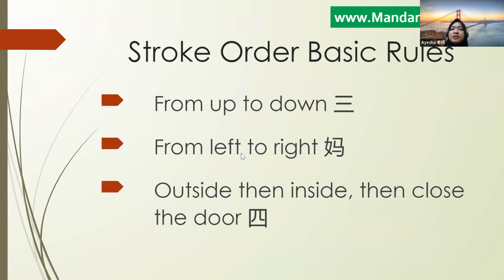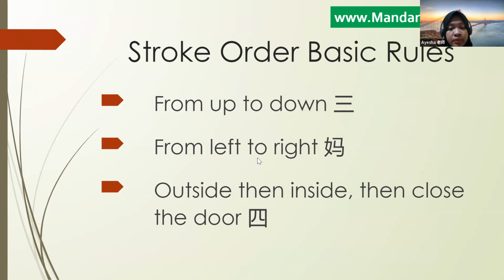All right, so some basic rules about stroke order: always from up to down. What do you mean by up to down? Look at this word, the word tree, san. How do you write it? Do you write the middle stroke first? No, you write from the top to the bottom. So first stroke, second stroke, and third stroke. Always remember up to down.